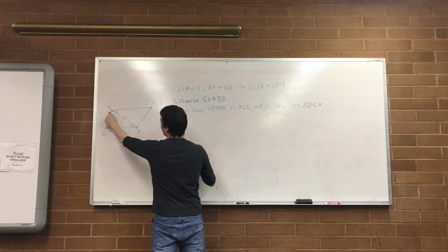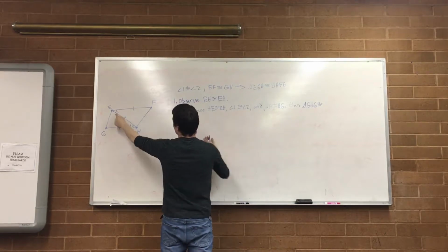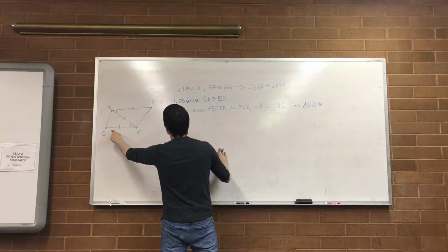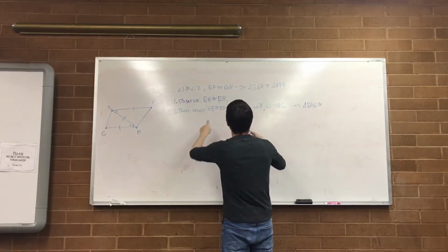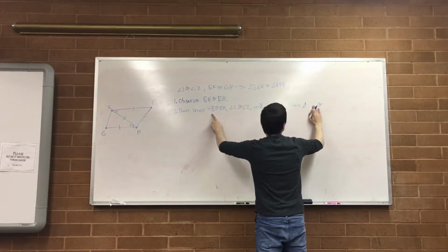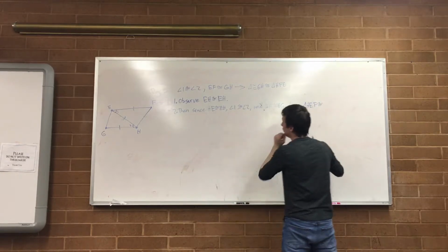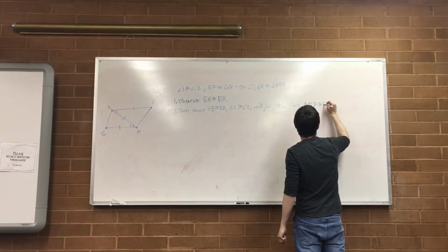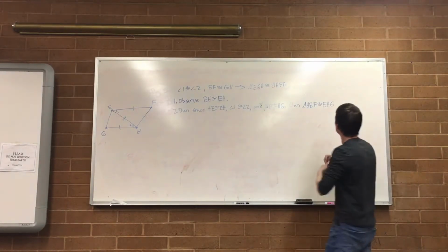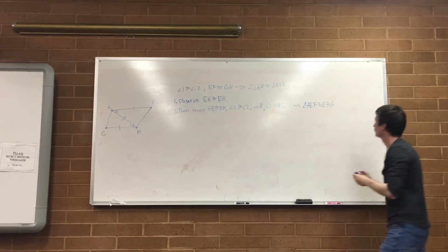HE is congruent to EH. Angle 1 is congruent to angle 2. And EF is congruent to HG. So triangle HEF is congruent to triangle EHG. Thank you. Yeah, little triangle.